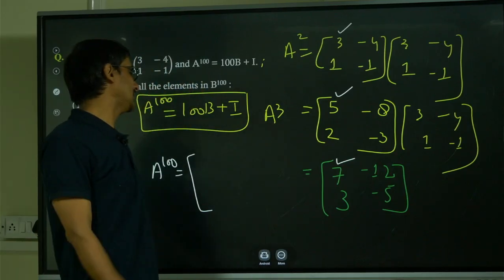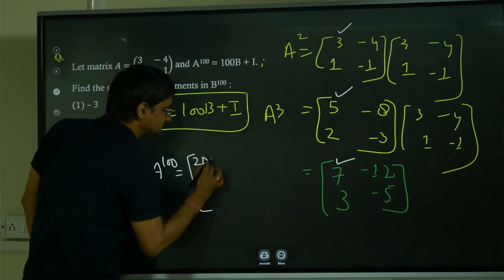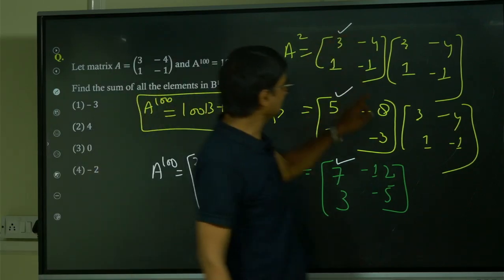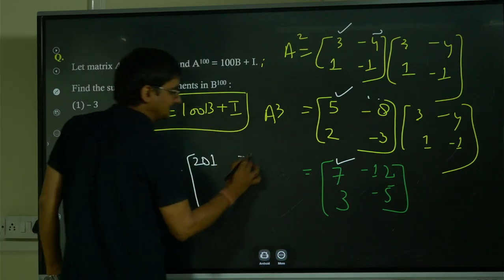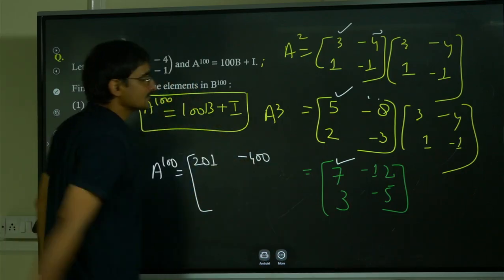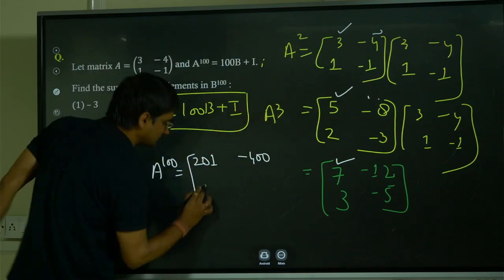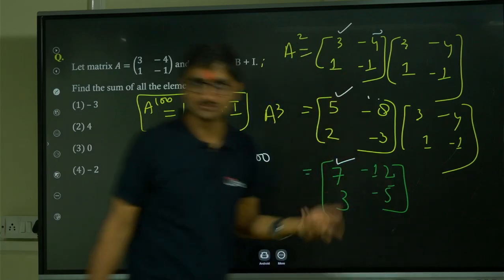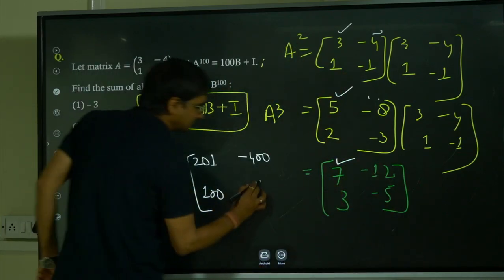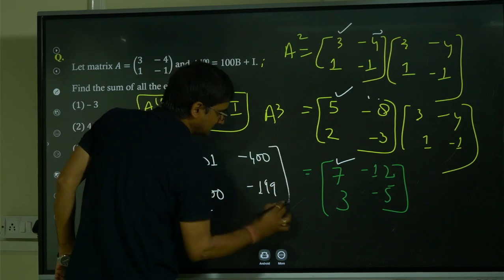So the 100th term of this AP, what is it? It's 2k plus 1, so it's 201. Now minus 4, minus 8, minus 12, multiples of 4, so the 100th term will be minus 400. 1, 2, 3, so it's going to be 100. And then minus 1, minus 3, so 2k minus 1, isn't that? So minus 199, that's it.